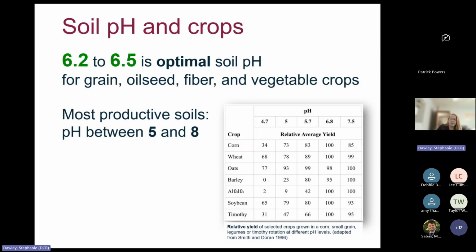6.5, a lot of times you'll see, is optimal for more of your vegetable crops. A lot of the tomatoes and whatnot like that 6.5, but 6.2 gets you for most of your corn, your wheat, your beans, etc.